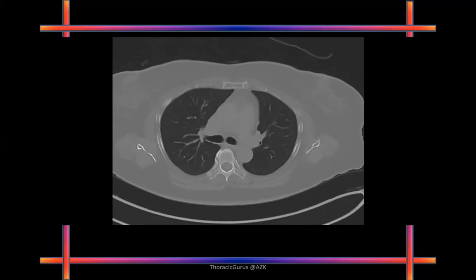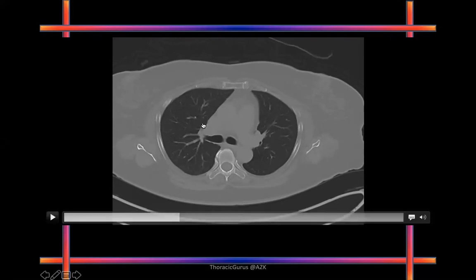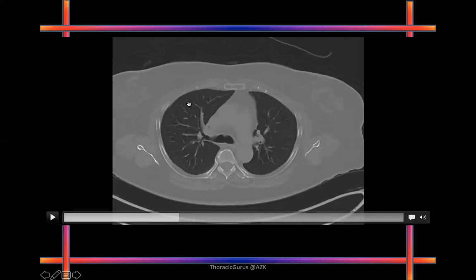Focus on the trachea. Did you see that upper lobe bronchus going off? Yes, sir. Yeah, so that's the upper lobe. So this is all upper lobe. Can you see this spread? All of this is upper lobe.